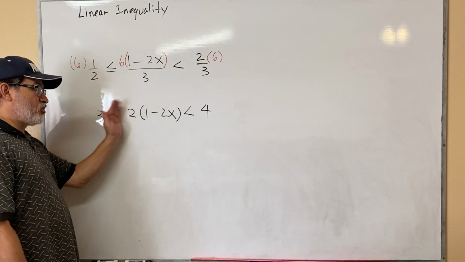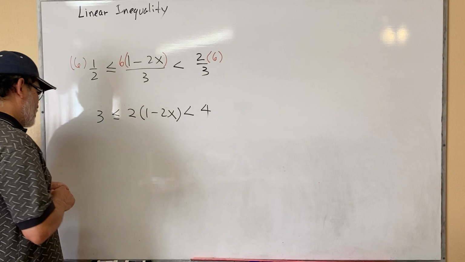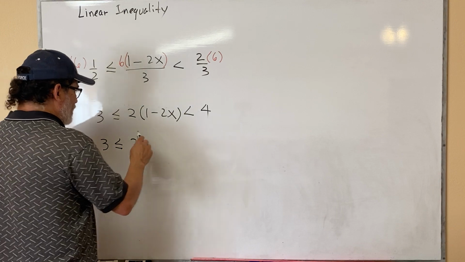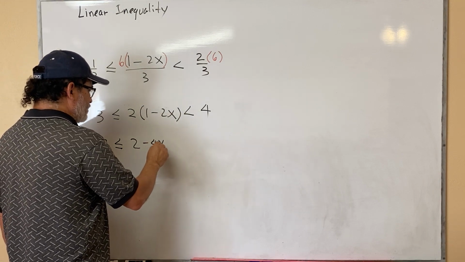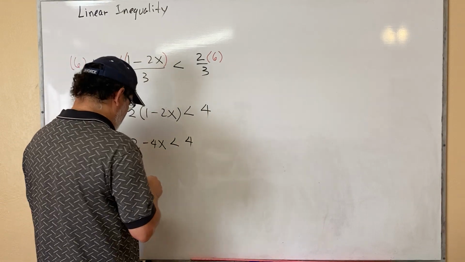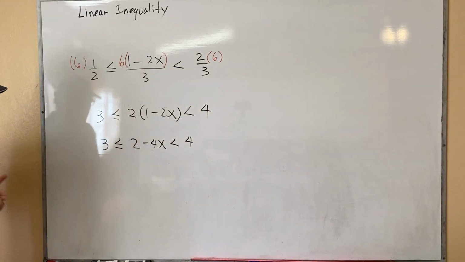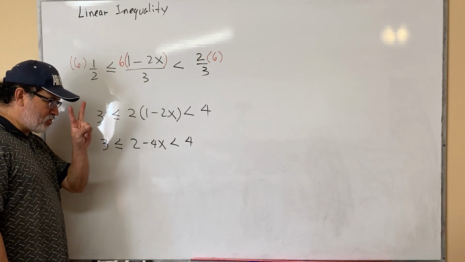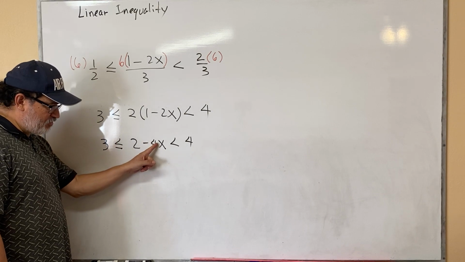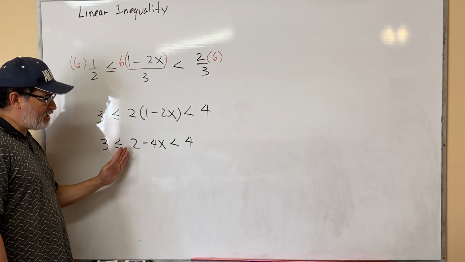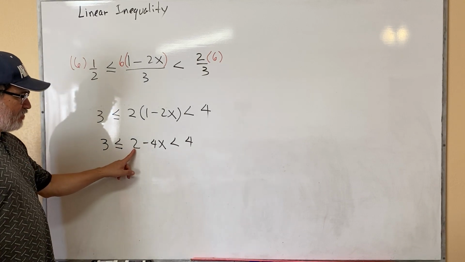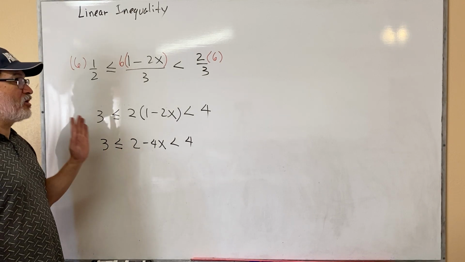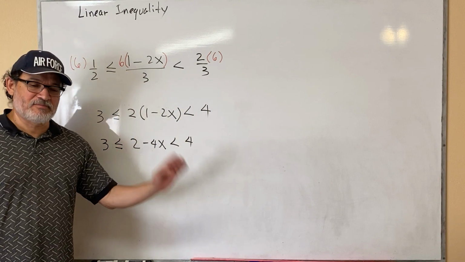Now I'm going to distribute this 2. And so we get a 3 less than or equal to 2 times 1 is 2, and 2 times negative 2x is negative 4x, less than 4. Now, I need to isolate this x. So there's 2 things I need to do. I need to get rid of this negative 4, which is being multiplied, and this 2, which is being added. I'm going to take care of this 2 first. This 2 is being added, so I'm going to subtract 2 from all 3 sides.